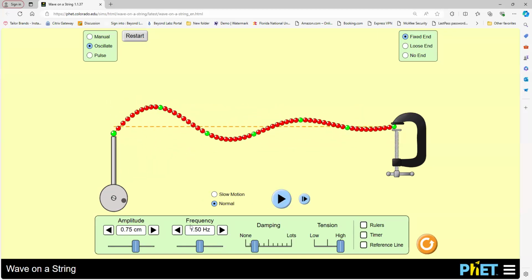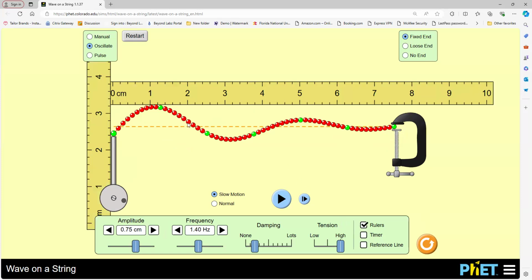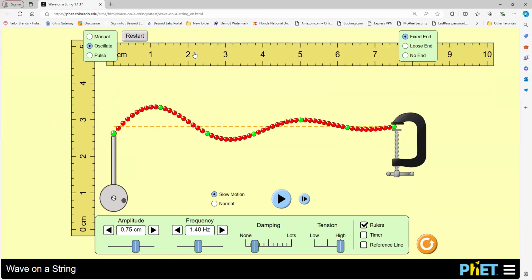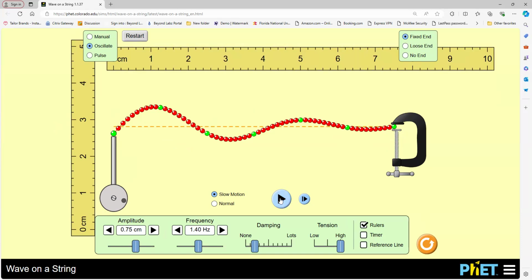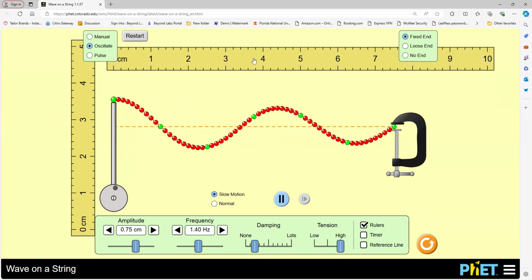I will stop it. I will have an amplitude of 0.75. And what I'm going to do is start increasing the frequency of the oscillations. I will start with a frequency of 1.40. I will put it in slow motion and activate the rulers. Then I will start making the measurement of the wavelength in this new case for different values of frequency.